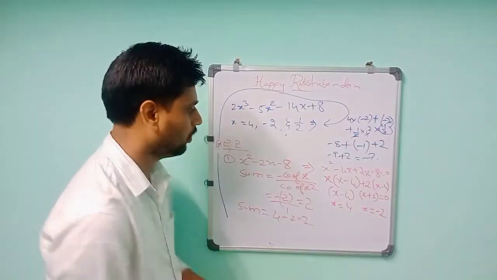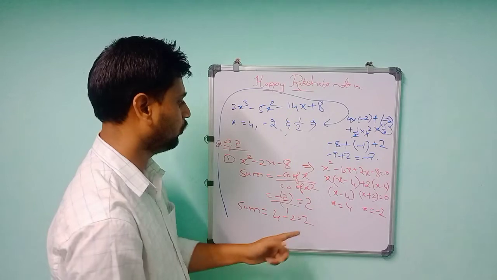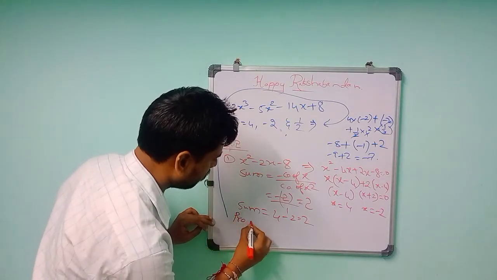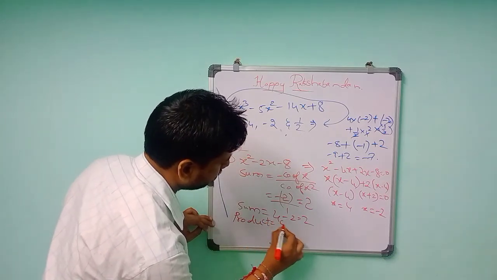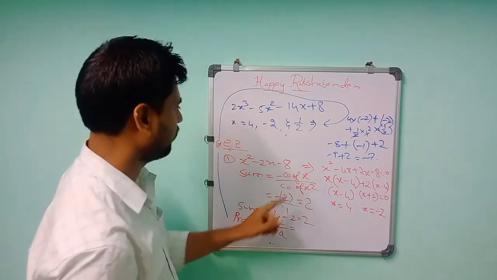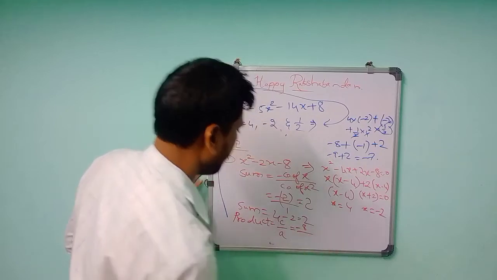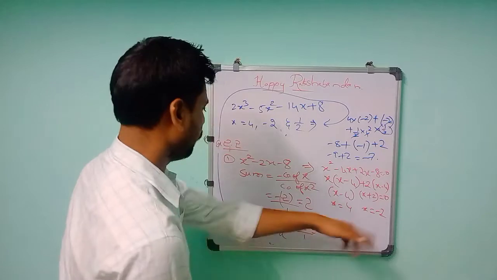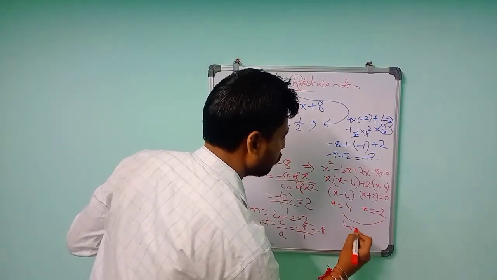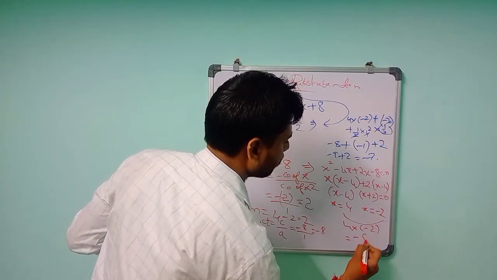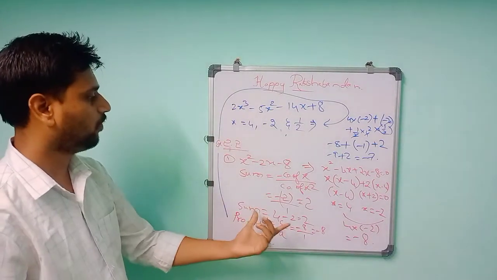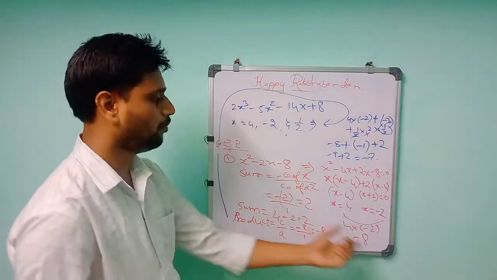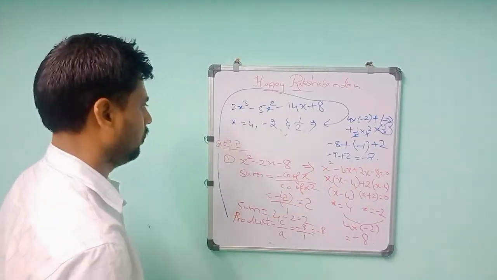If we take the sum, it is 4 plus minus 2, which is 2. So the answer will become 2. For the product, if you take c by a, the constant is minus 8 divided by a, the coefficient of x square, which is 1, so minus 8. If you do the product, 4 into minus 2, it is minus 8. So the sum of the zeros is 2 and the product of the zeros is minus 8. It is satisfying the conditions.